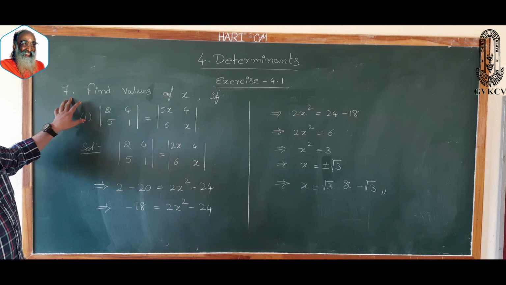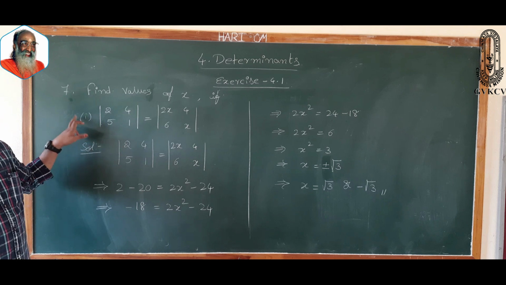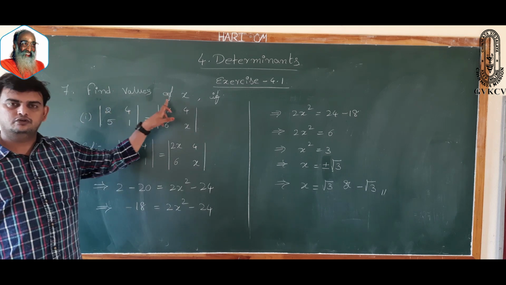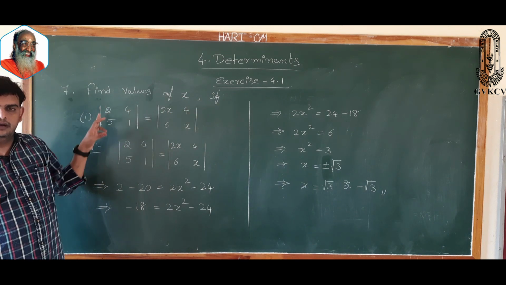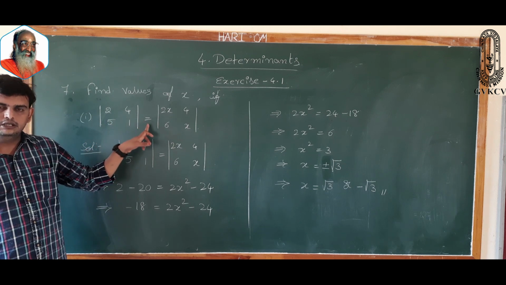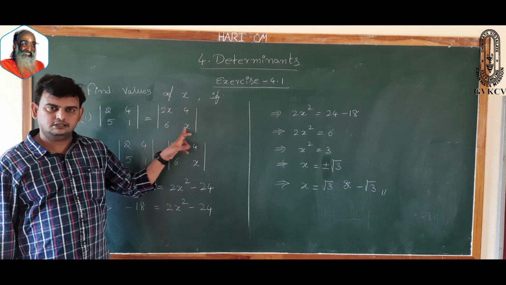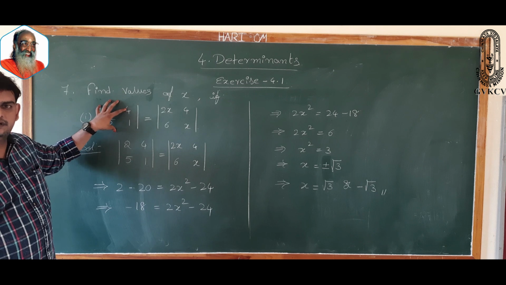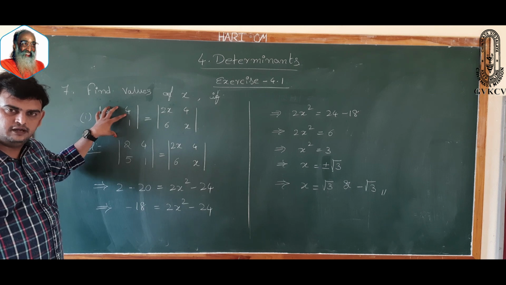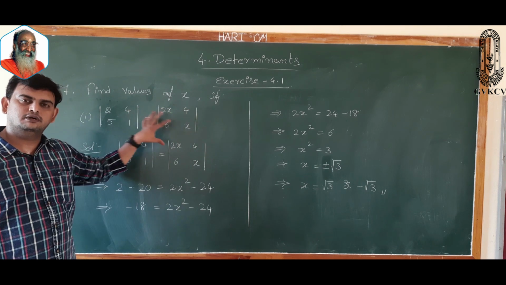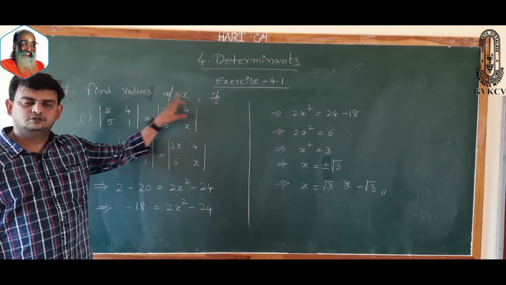Here we have another problem, that is problem number 7. In this we have two problems. Let me explain the first problem. The question is: find the values of x if the determinant of the matrix [2 4; 5 1] is equal to the determinant of the matrix [2x 4; 6 x]. On the left hand side we have a square matrix and on the right hand side we also have a square matrix. The determinants of the left hand matrix and the right hand matrix must both be equal. When the determinants are equal, what are the values of x? That is the question.